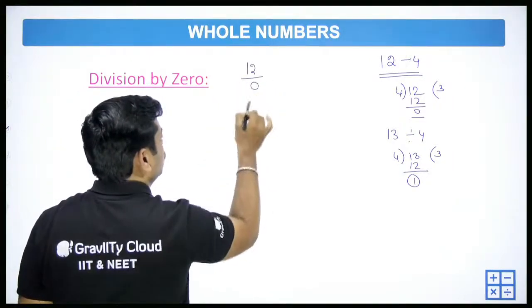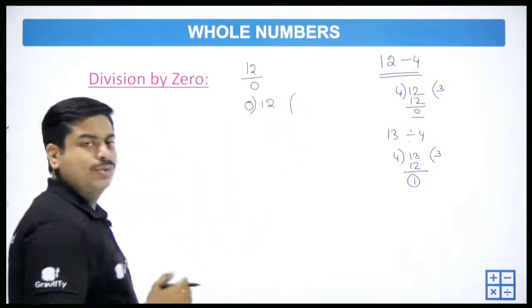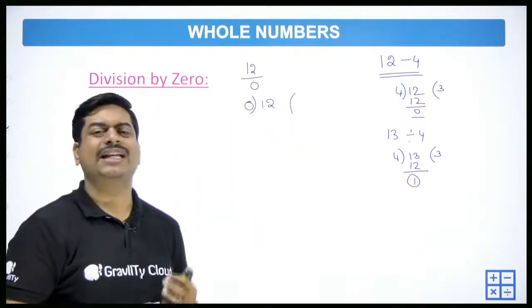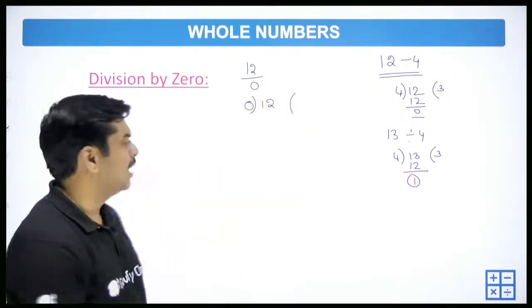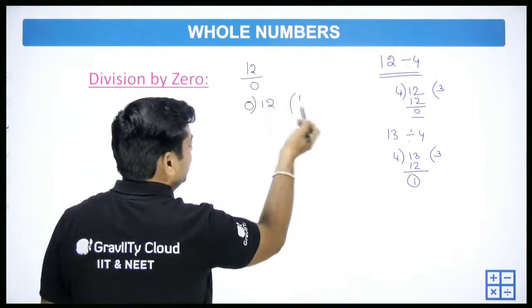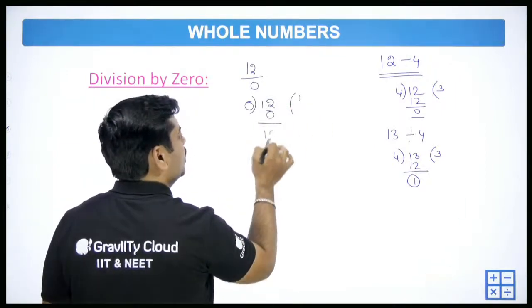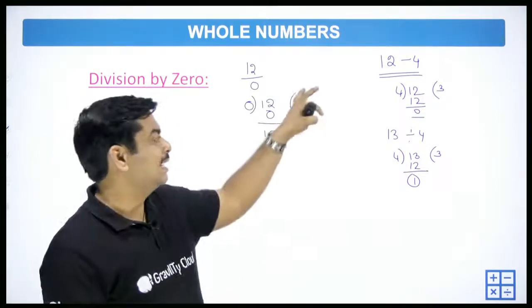12 divided by 0, so 0 and 12. So 0 1s, 0 2s, 0 3s, 0. So we don't have any number which reaches 12. Okay, you can start with 0 1s, 0 10s, 0 20s, whatever number it is, still 0. The same 12 will remain as it is, but you will not get any answer here.